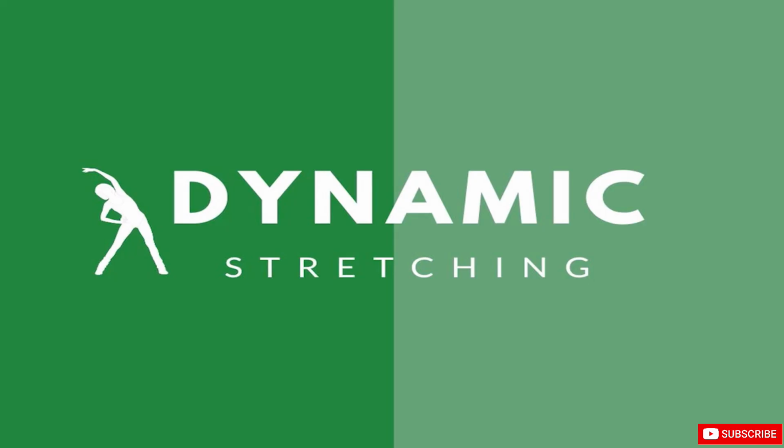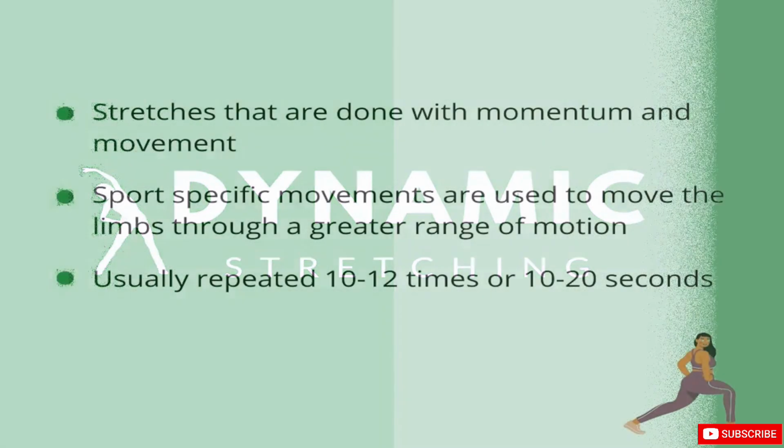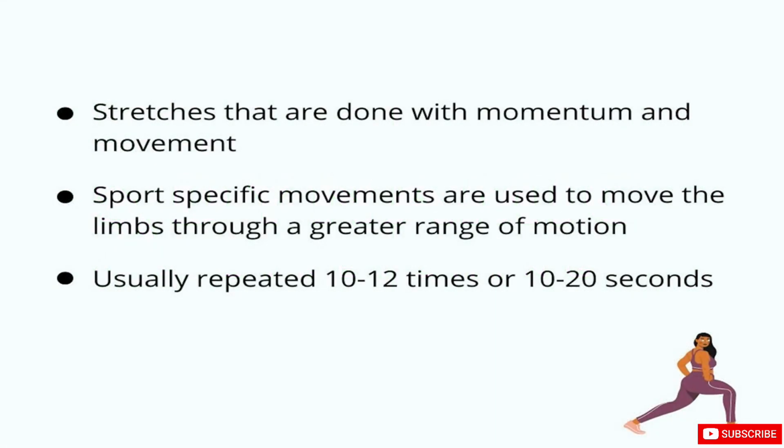Dynamic stretching is stretches done with momentum and movement. It is more functionally oriented stretches. Sport-specific movements are used to move the limbs through a greater range of motion. It involves whole body movements and moving a joint through a range of motion without holding the movement at its endpoint. This is usually repeated 10 to 12 times or 10 to 20 seconds. An example of dynamic stretching would be a person doing a walk lunge or leg swings.